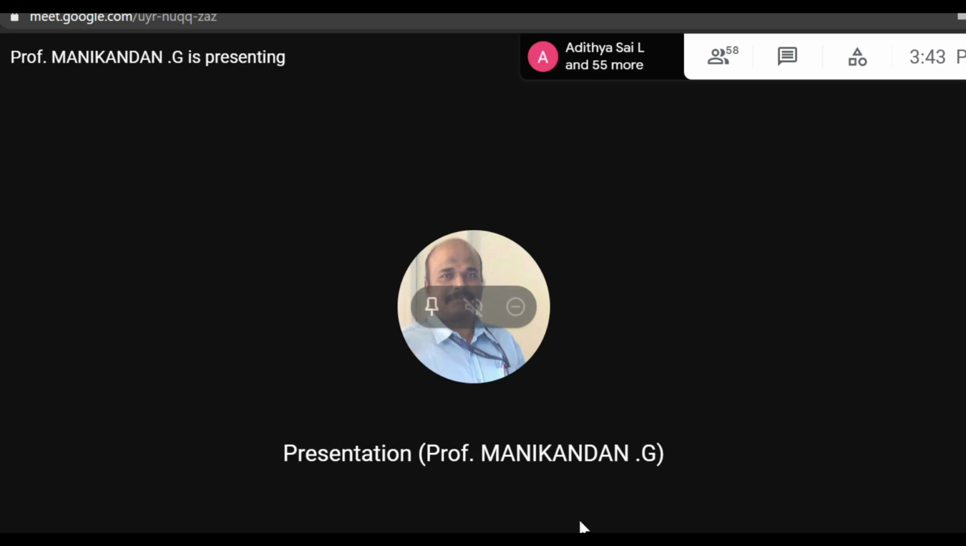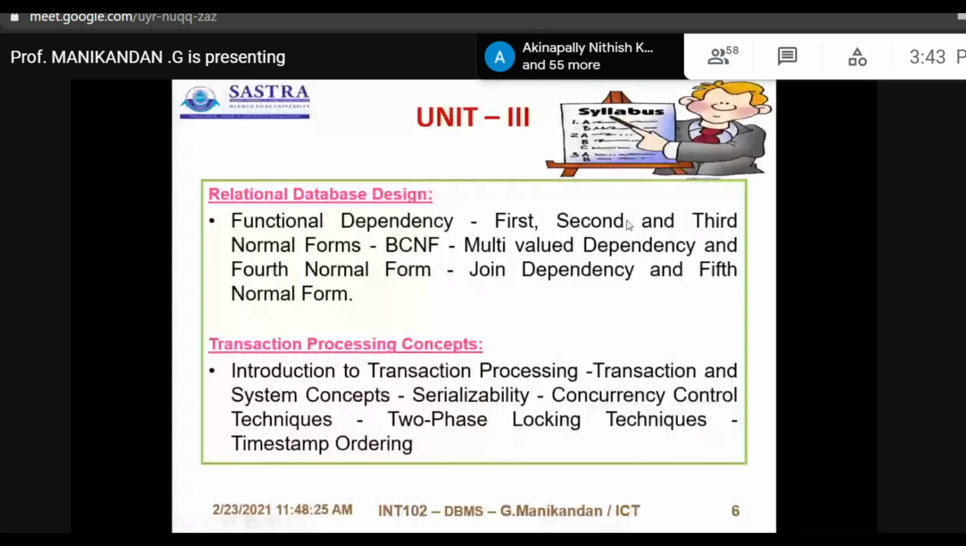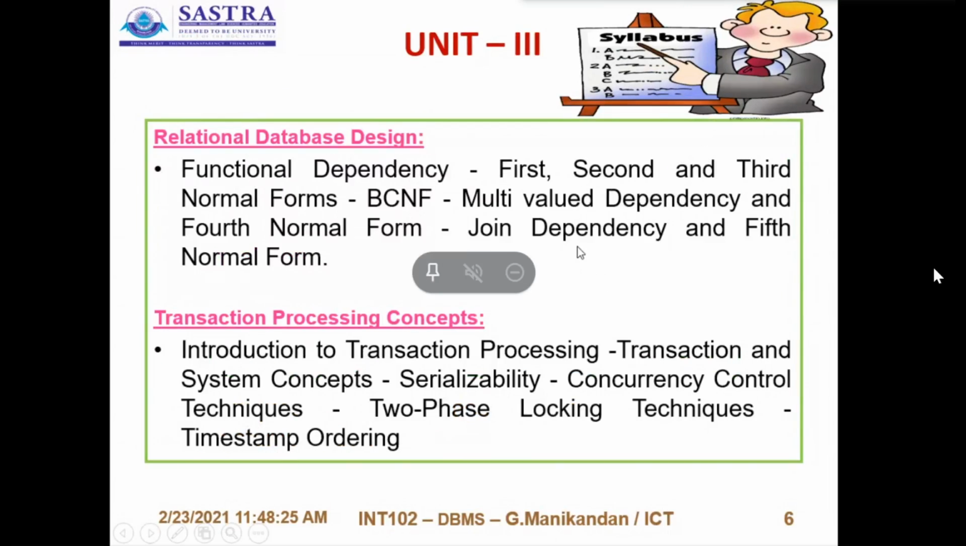So we will discuss first normal form, second normal form, third normal form. BCNF is nothing but Boyce-Codd normal form. In your syllabus, they have included up to 5 normal forms, so the fourth normal form and the fifth normal form. Okay. The second half deals with the transaction processing concepts.